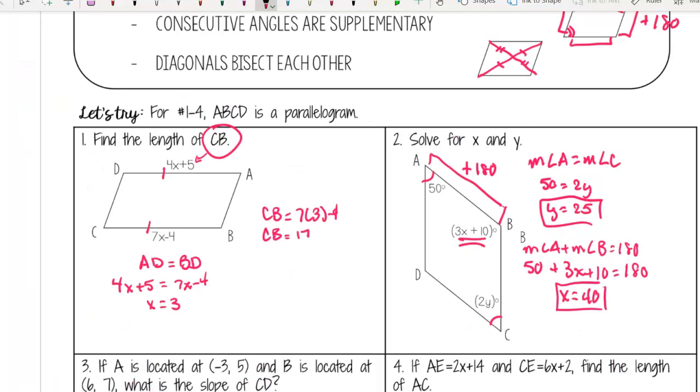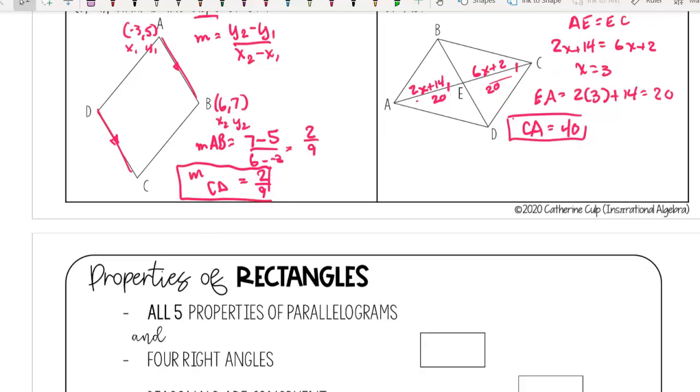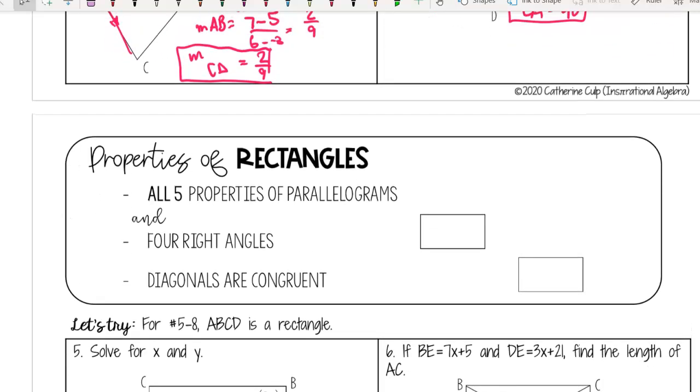So that's properties of parallelograms. Now, all of these parallelogram properties also show up on rectangles. So if you look at this one, it says all 5 properties of the parallelograms, because parallelograms are rectangles, but what makes them different is that there are right angles in the corners. And then the diagonals, because of this, are congruent. So a parallelogram becomes a rectangle when it has right angles, and when the diagonals are congruent to each other.